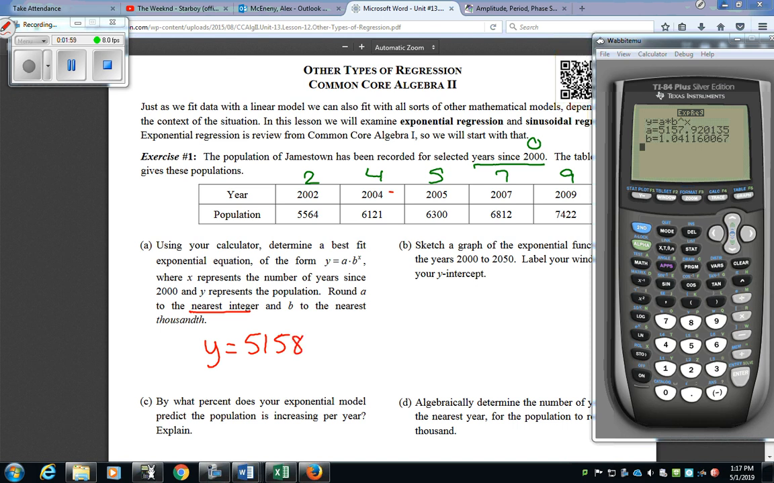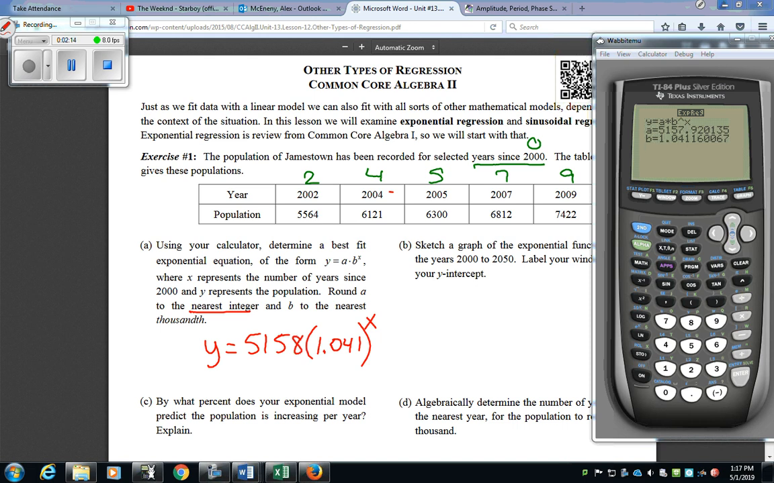And then b to the nearest thousandth. So 1,000 has 3 zeros in it. So we're going to need 3 numbers. So it'll be 1.041 to the x power.